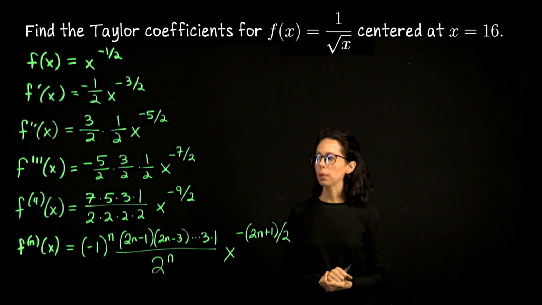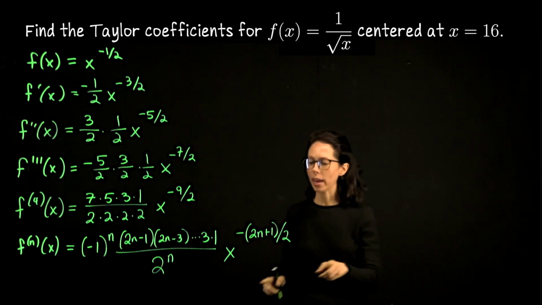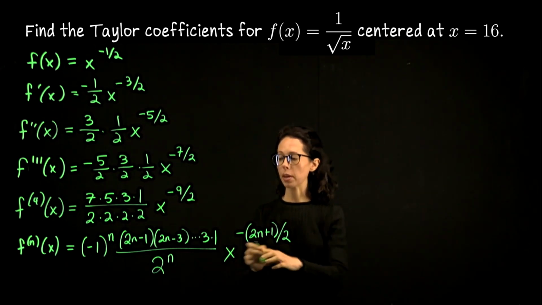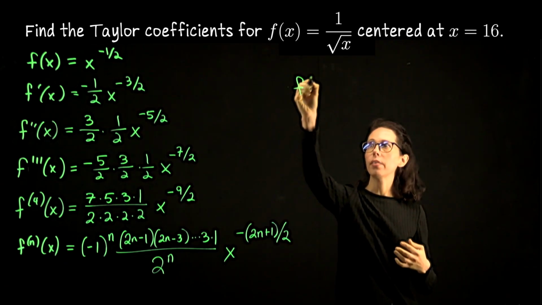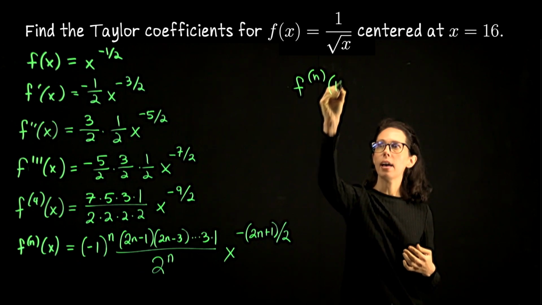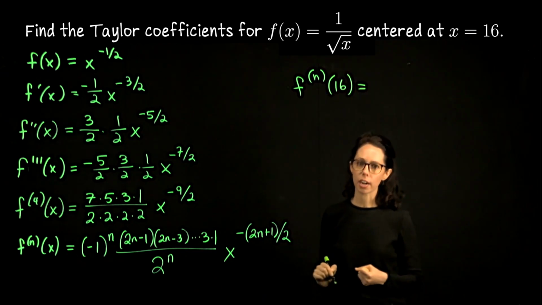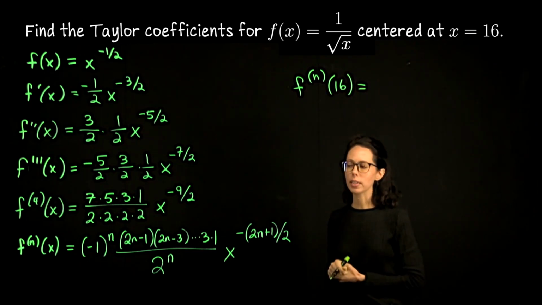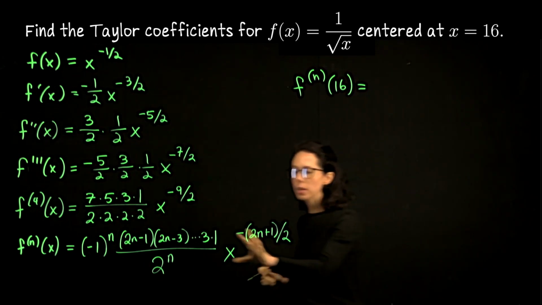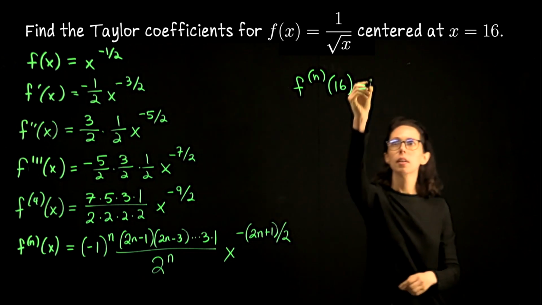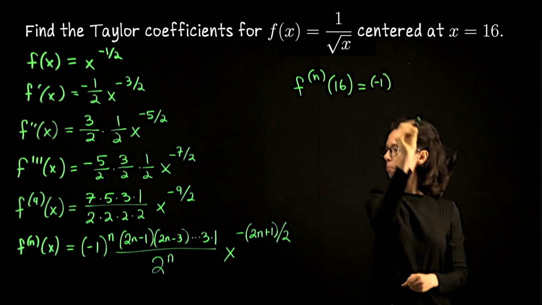We now have the general form for the nth derivative of the function f of x. I think I said I was going to plug 16 into all of them, but there's no need to do that. Let's just plug 16 into this expression. So what is any derivative of f evaluated at the center, x equals 16, because that's where we need to do our coefficient computation, at the center. This part's not going to change. So that's negative 1 to the n times this product.